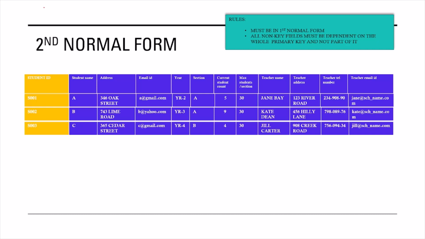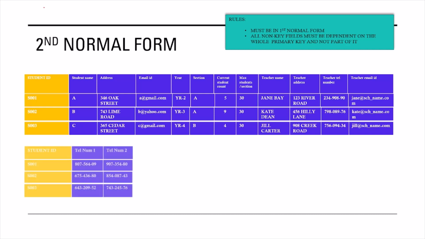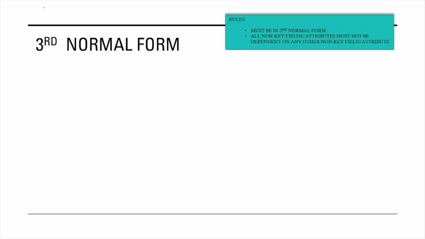We can therefore say that the student table as well as the telephone numbers table is already in second normal form. Let's now move on to the third normal form. These are the rules. The data must be in second normal form, and all non-key fields or attributes, as they are also called, must not be dependent on any other non-key field or attribute.